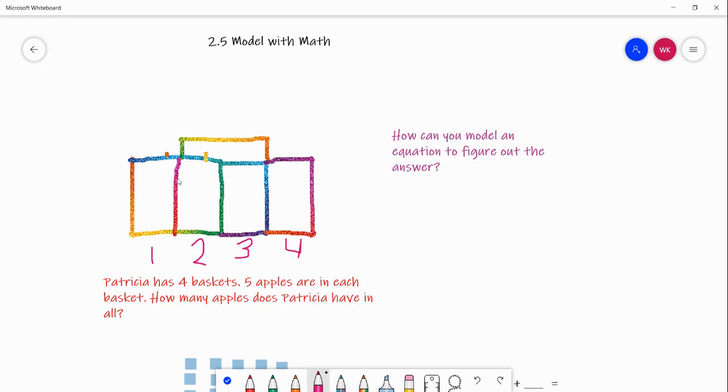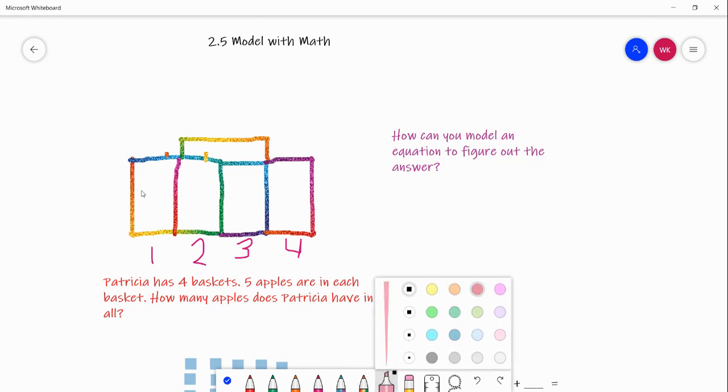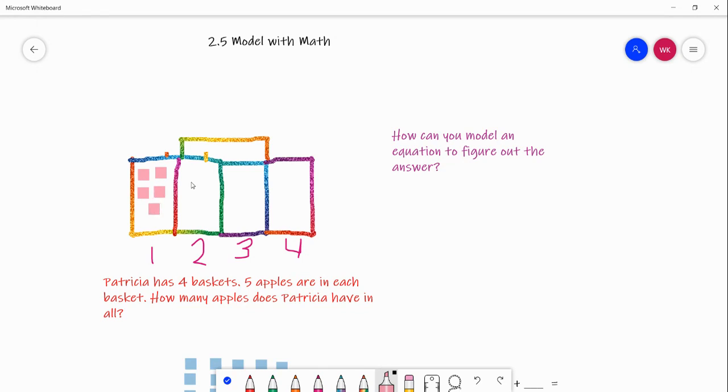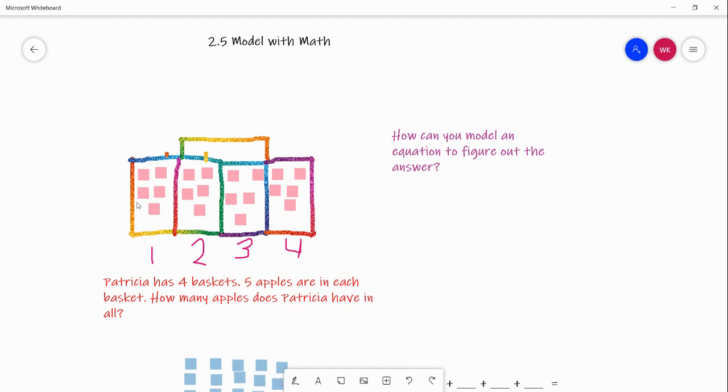Now Patricia has 5 apples in each basket. So I'm going to go ahead and put 5 apples in each basket, and you can go ahead and do this too. 1, 2, 3, 4, 5. I'm going to move that one down a little. 1, 2, 3, 4, 5. So there we go. Those are our 4 baskets, and she has 5 apples in each basket.